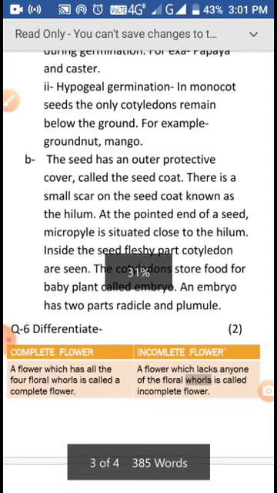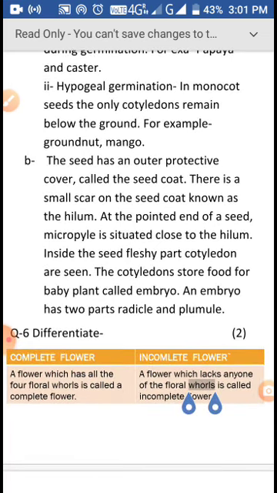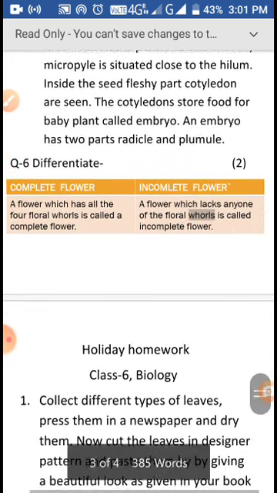Now differentiate between complete flower and incomplete flower is given. A flower which has all the 4 floral whorls is called a complete flower. A flower which lacks any one of the floral whorls is called the incomplete flower. I hope it is clear to you.